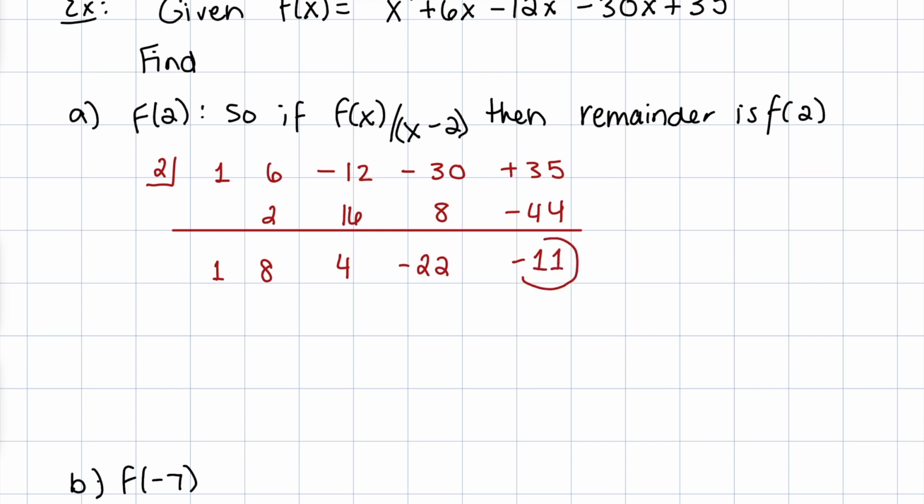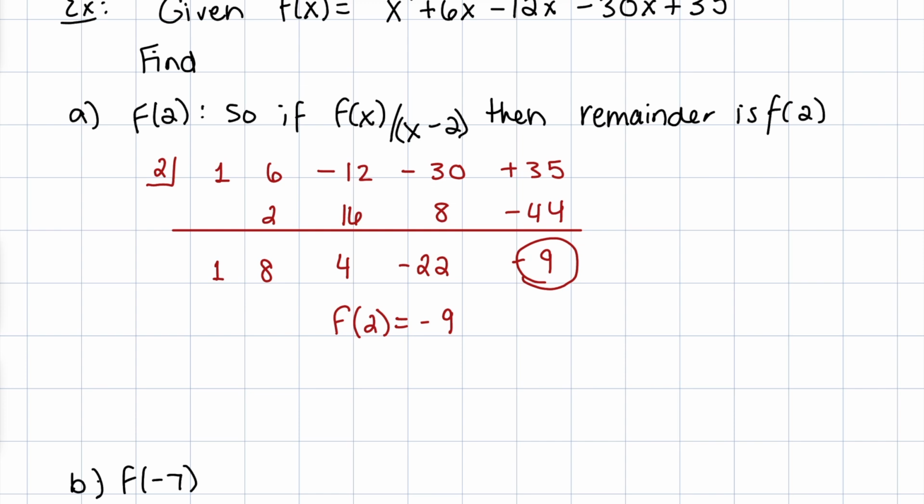So that's going to be my function value. F of 2 gives me negative 9. Okay, so cool.